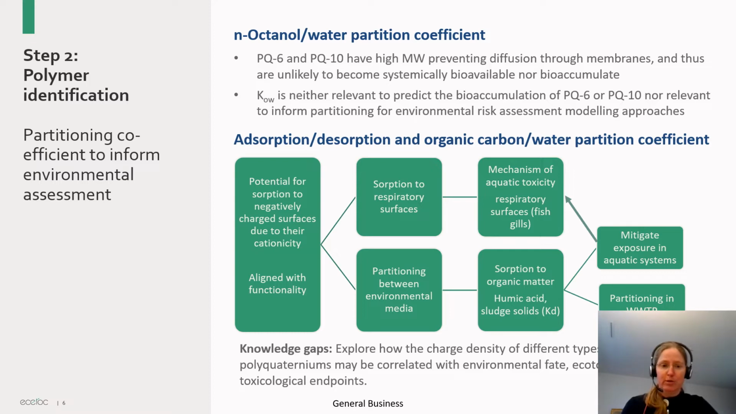Metrics such as the adsorption coefficient to sludge are viewed as relevant parameters to inform on partitioning and removal in wastewater treatment plants. Finally, sorption will likely mitigate the aquatic toxicity potential in the natural environment, as TOC is greater in the aquatic environment than in standard testing guidelines. In consequence, sorption processes influence the exposure level in the natural environment as well as the potential for aquatic toxicity. Therefore, there is a need to further explore how the charge density may be correlated with the environmental fate and ecotoxicological endpoint.